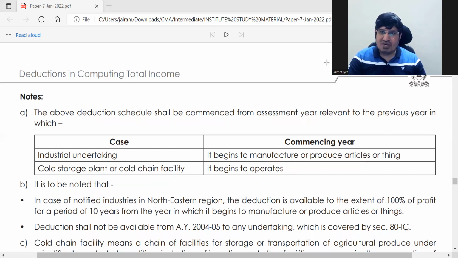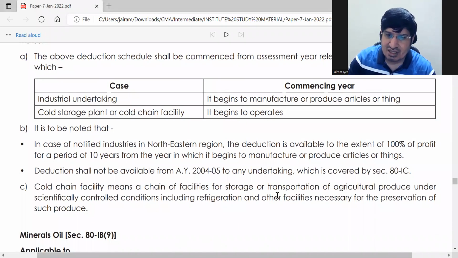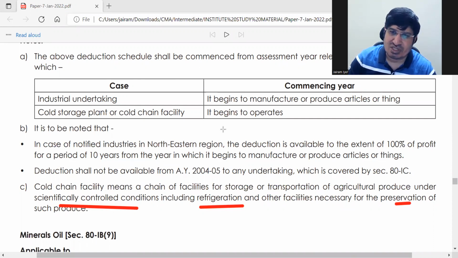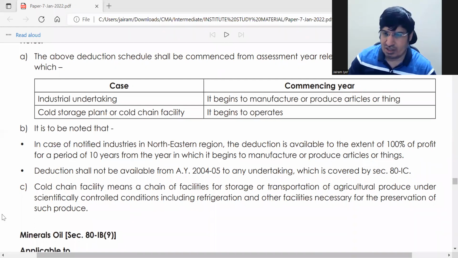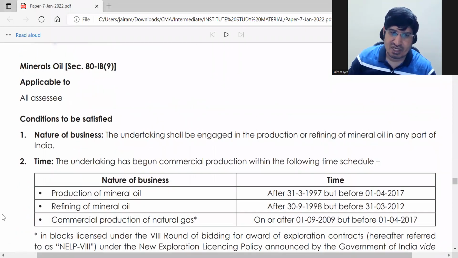And then cold chain facility definition is same which we have seen before. ठीक है, facility for storage or transportation of agricultural produce in scientifically controlled conditions. ठीक है, or refrigeration etc. ठीक है, for preservation. That is your cold storage. ठीक है, चलिए. Okay, so now this is the last now. ठीक है, ये है.